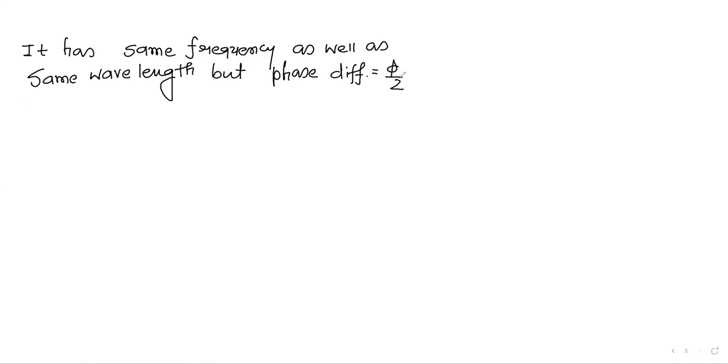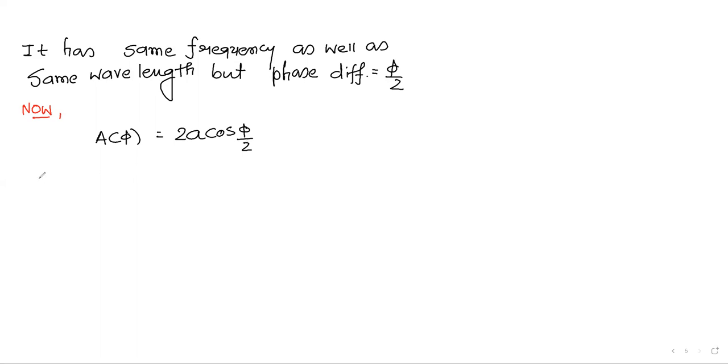All right. Okay, I hope you are getting it. Yes, I do. Okay. Now see, as I told you, A of φ means amplitude. It is given by 2A cos(φ/2).